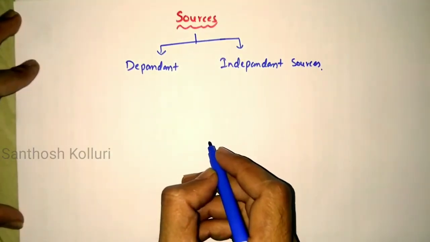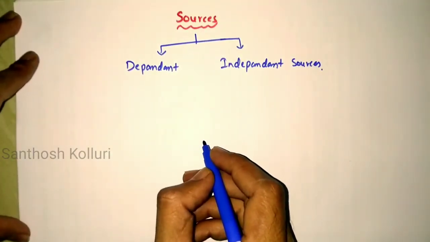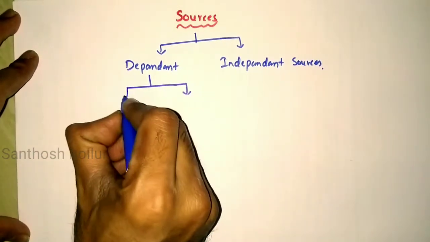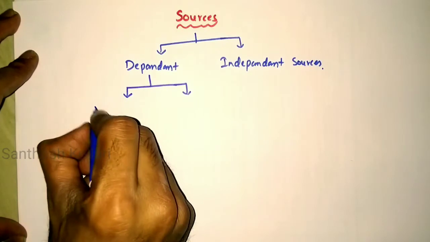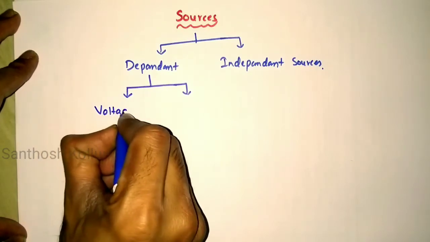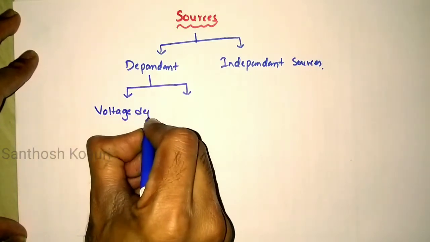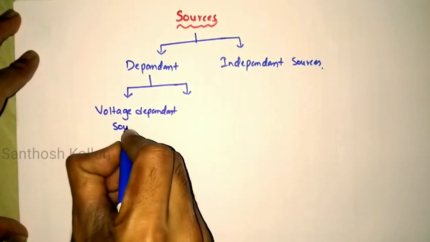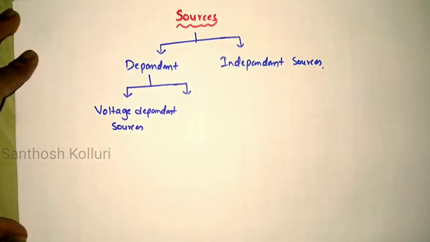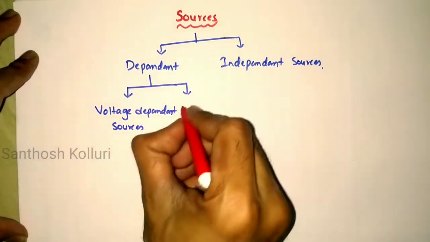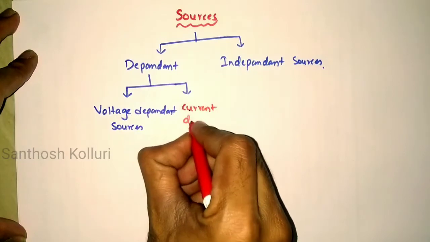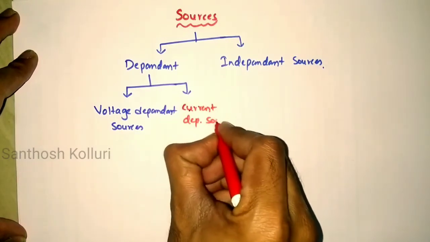In the dependent sources we have two types of dependent sources. First one is voltage dependent sources, and second one is current dependent sources.